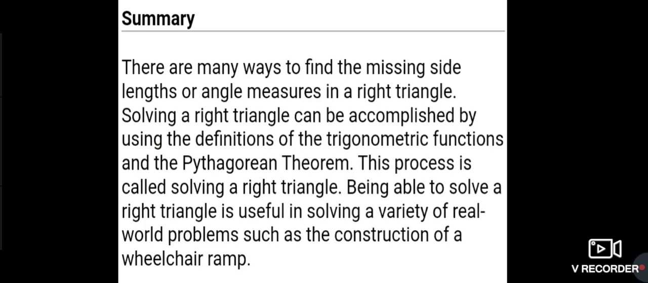So in summary, there are many ways to find the missing side lengths or angle measures in a right triangle. Solving a right triangle can be accomplished by using the definitions of trigonometric functions and the Pythagorean theorem. This process is called solving a right triangle. Being able to solve a right triangle is useful in solving a variety of real-world problems such as the construction of a wheelchair ramp.